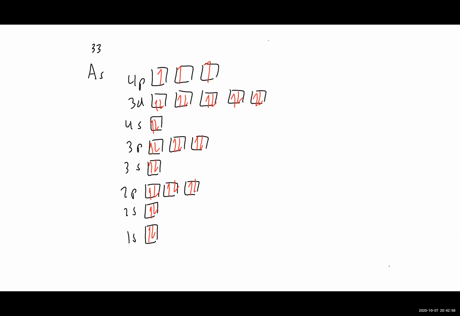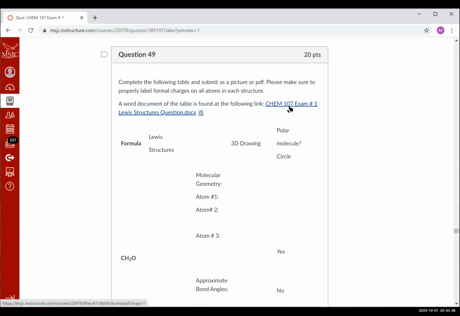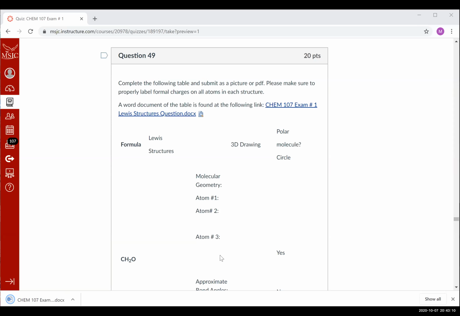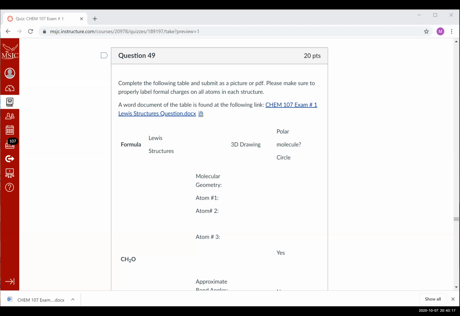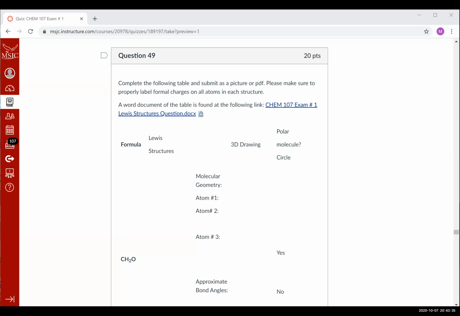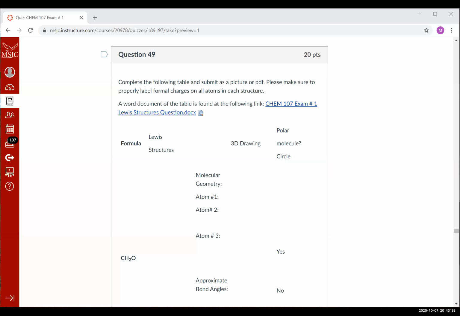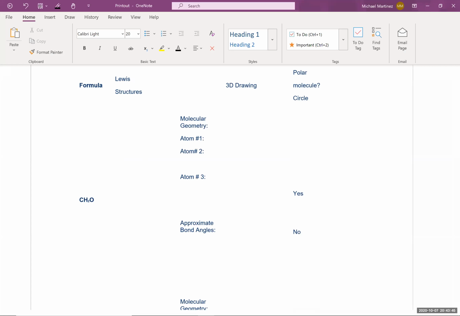Okay, so let's look at another example. In question 49, we're asked to draw a series of Lewis structures. So what I'm going to do is pull this up into OneNote. Give me 1 second to do that. Okay, can everyone see my screen in OneNote? Yeah. Okay, perfect.